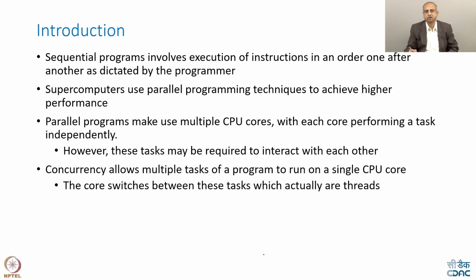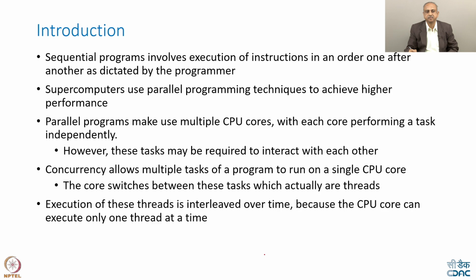This results in concurrency. Concurrency means that multiple tasks of a program are run on a single CPU core. Now, how does this happen? That happens because the CPU core uses time slicing to switch these tasks in quick succession such that one thread, as the task is called, is run at a time. And these tasks or threads as a result are interleaved over a period of time, because essentially a CPU core can execute only one thread at a time.